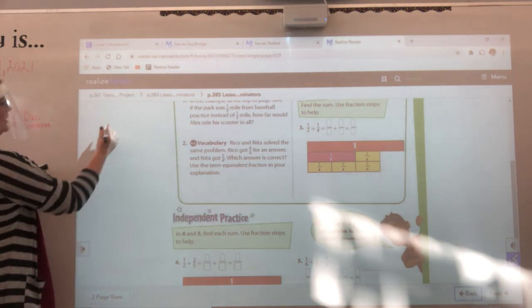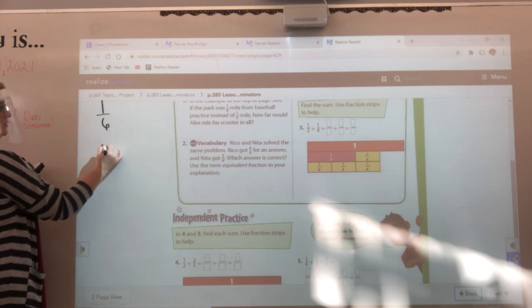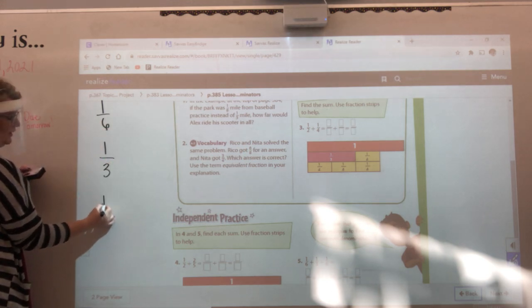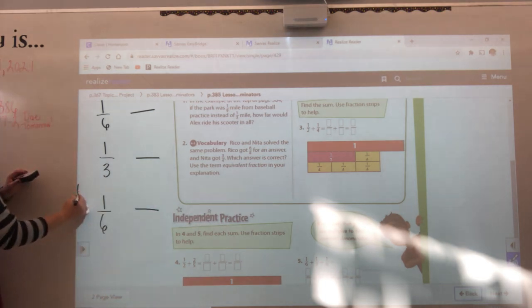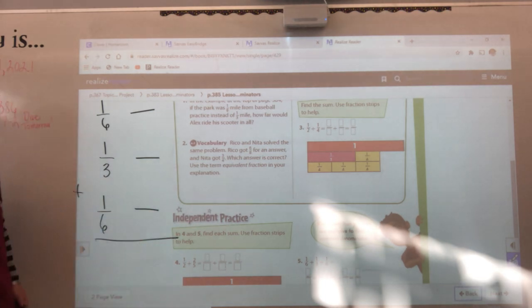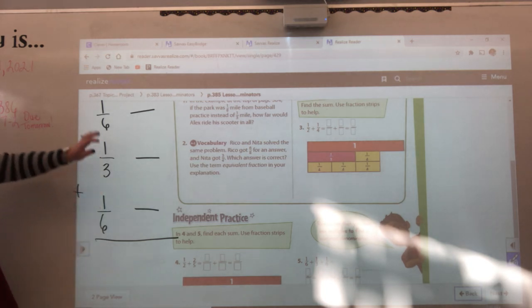1/6. Ooh, they gave us 3 fractions. So 1/3 and 1/6. Just stack 3 on top of each other. Put a plus sign and draw your line. Easy peasy. It's the same exact thing. You just have an extra fraction.